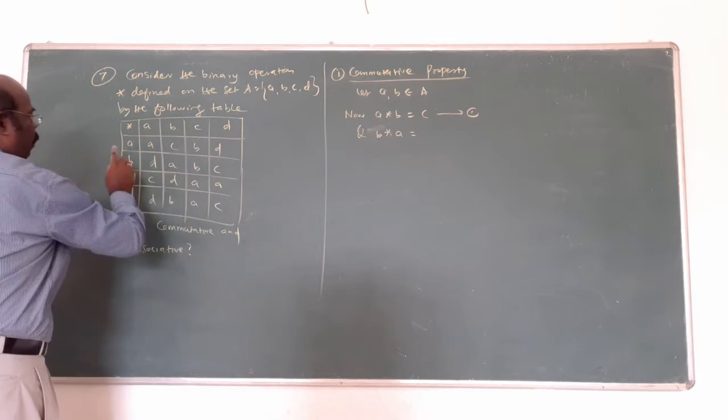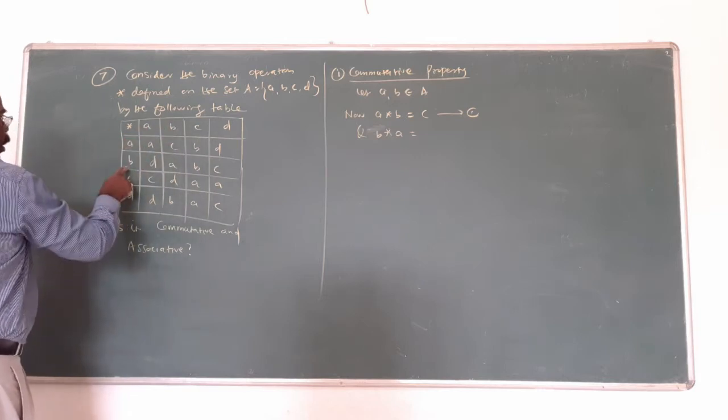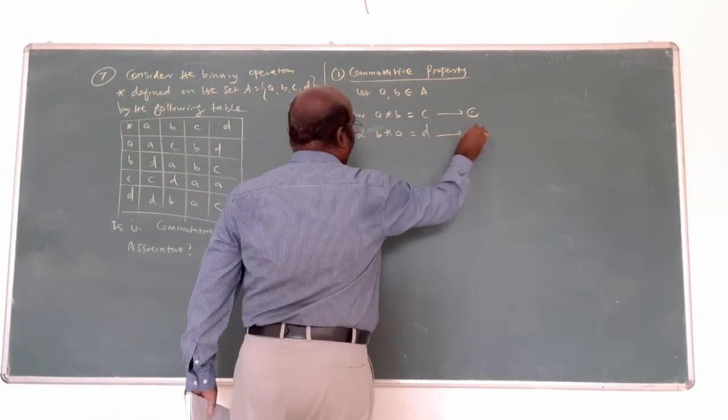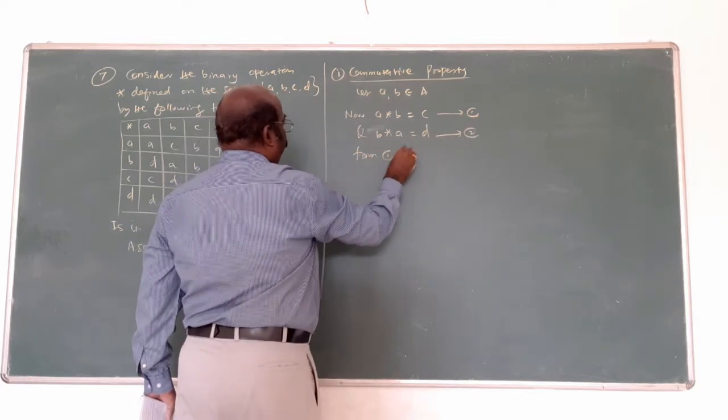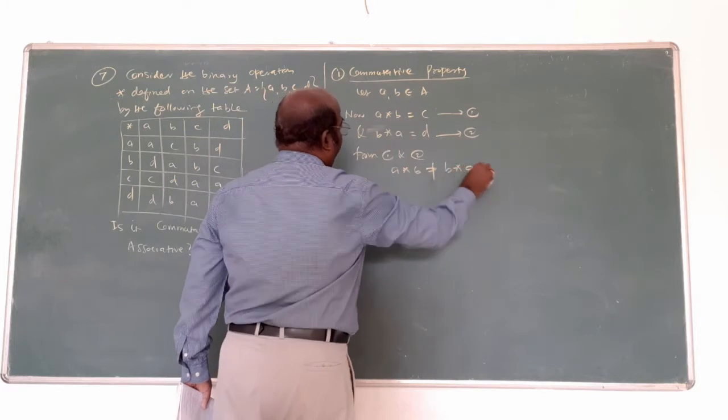From here to here, no. A star B is C. B star A is first C, B here, no. B star A is what? D. Am I right? From 1 and 2, A star B is not equal to B star A.